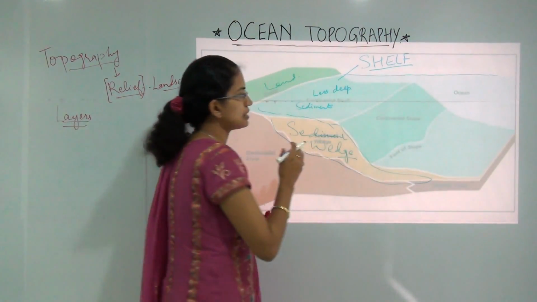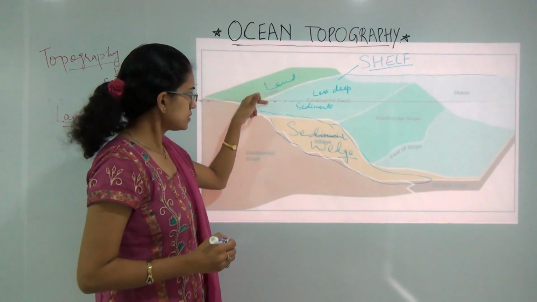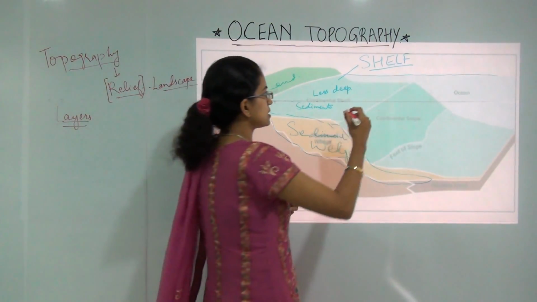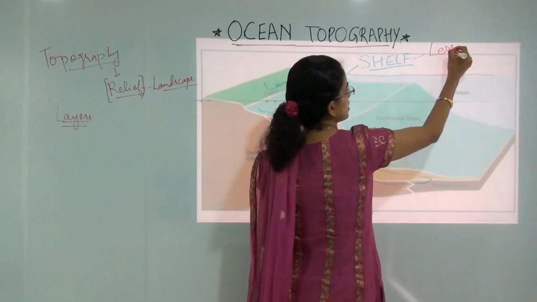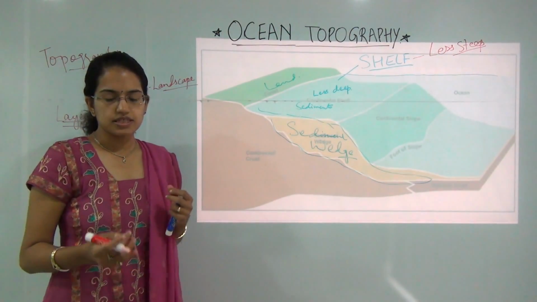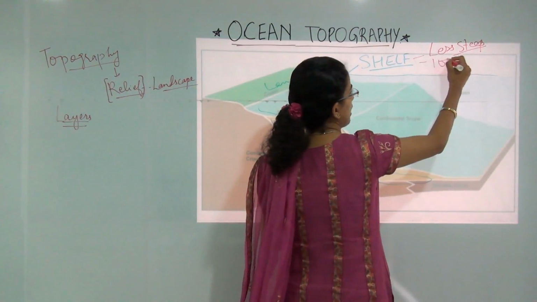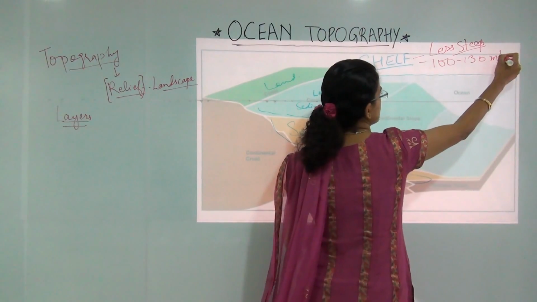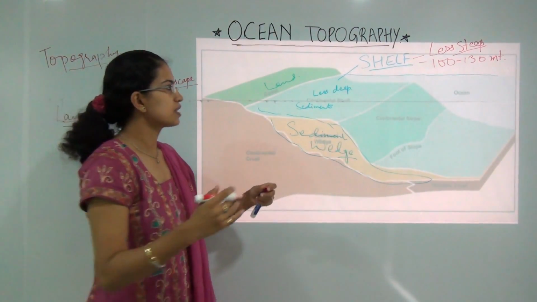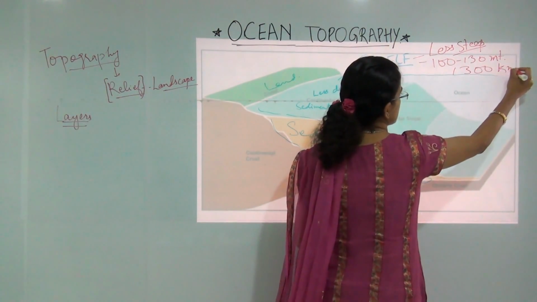As I said, it is less deep. Since it has sediments coming in from the coast, the depth is less and the steepness is also less. So this region is less steep. The average depth is around 100 to 130 meters. And usually these continental shelves are very wide, with a width of around say 1300 kilometers.